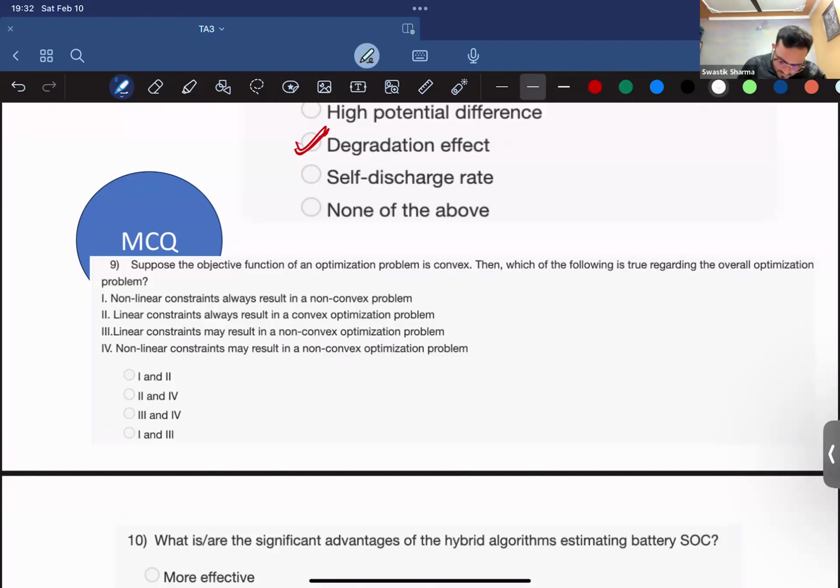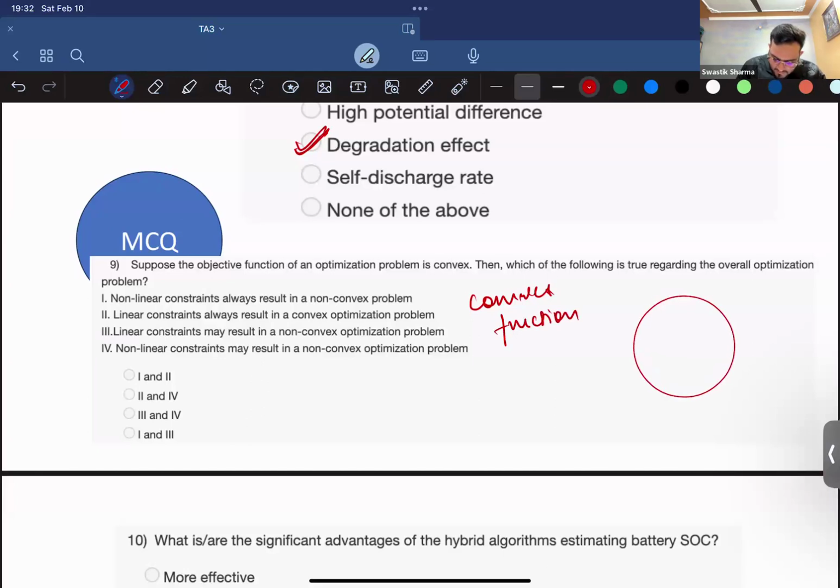So let me tell you what a convex and a non-convex function is. Let's say your function is like a circle. The whole function will be non-linear in nature. But if a line joining any point A to any point B doesn't cut the plane or exclude the plane, the function is generally called a convex function.